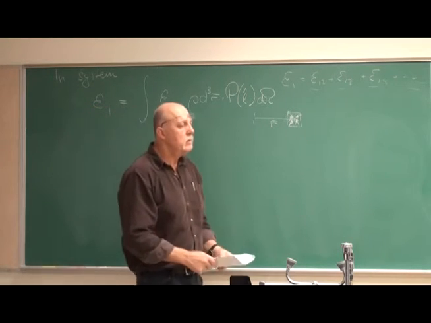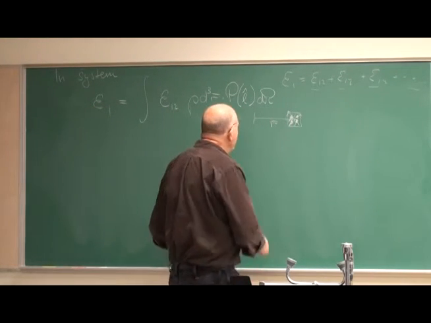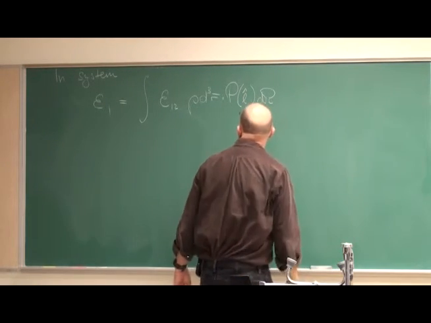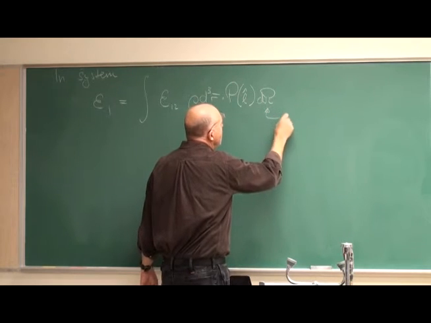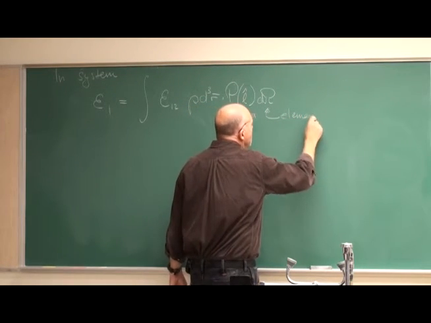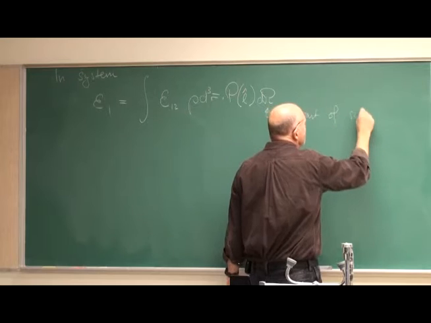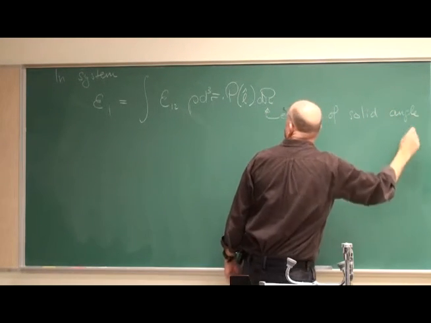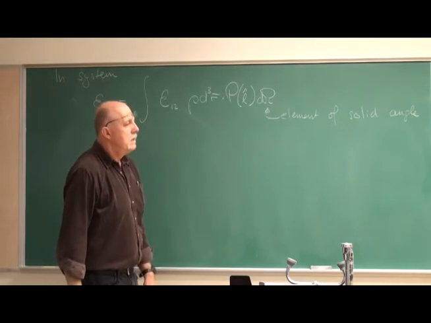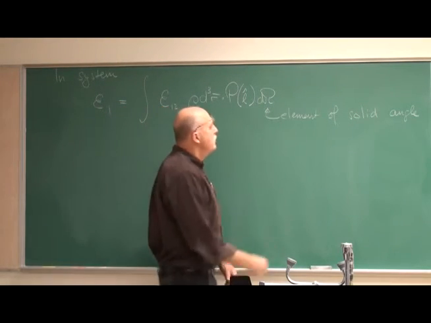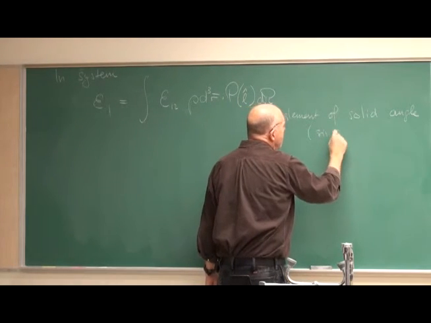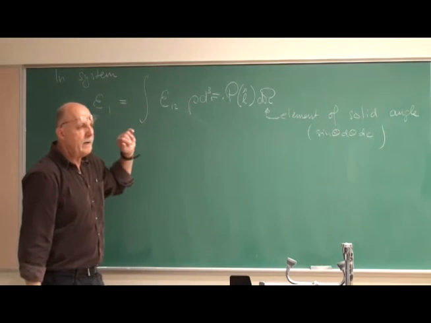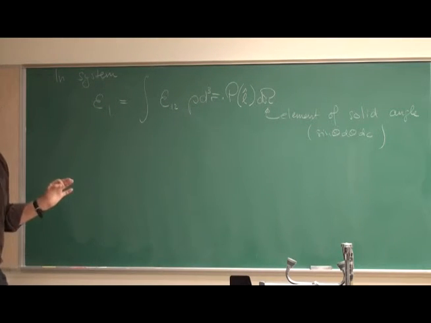How do you call this d omega? That's the element of solid angle. So this would be sine theta, d theta, d phi. And there's a shorthand for that. Okay, so is everybody happy with this?